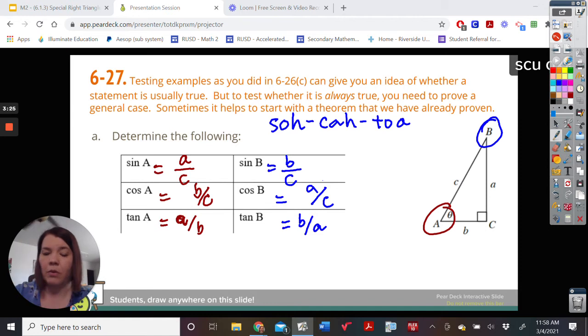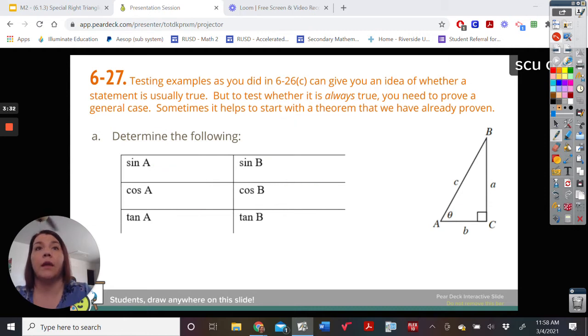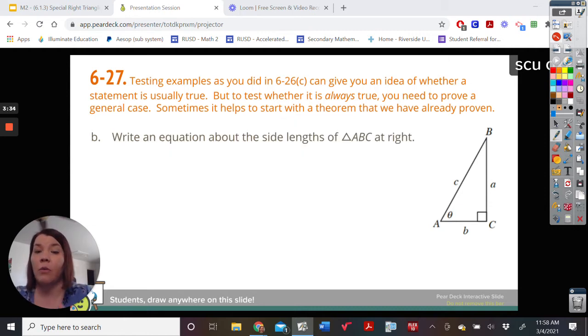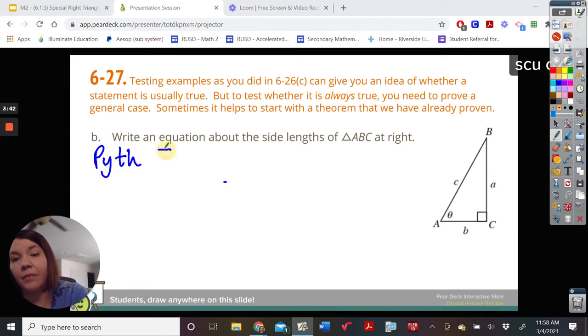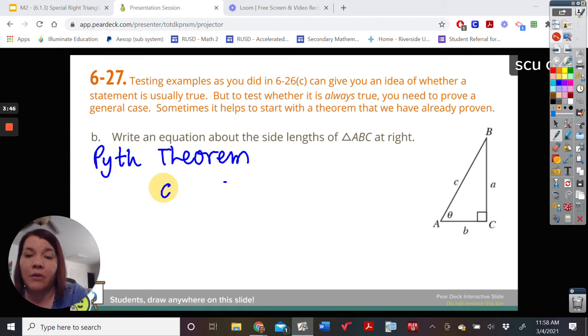by writing an equation about the side lengths of triangle ABC. So what do we already know? Well, we already know the Pythagorean theorem, and we've been using it quite a bit the last few days. The Pythagorean theorem says that a squared plus b squared equals c squared. So we already know that, and we're going to use that to help us again. No big deal on this slide.